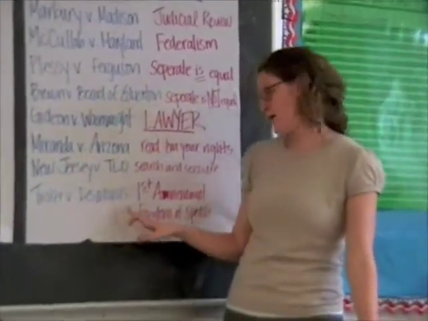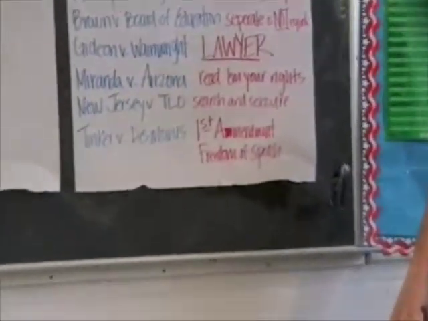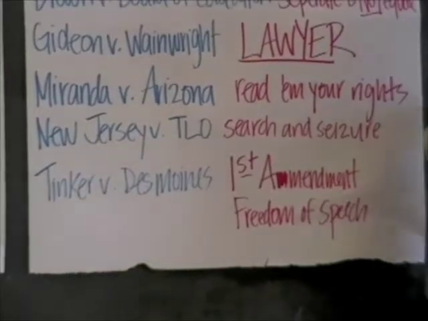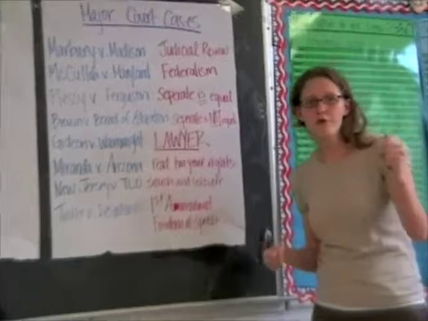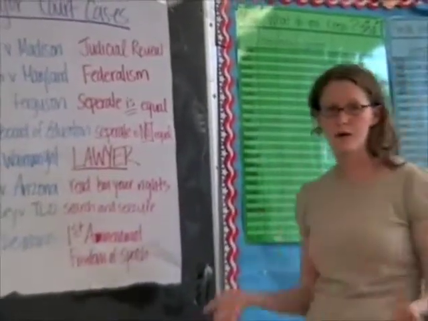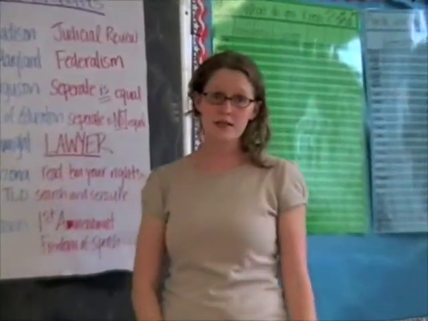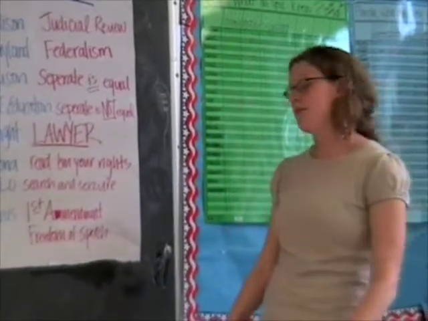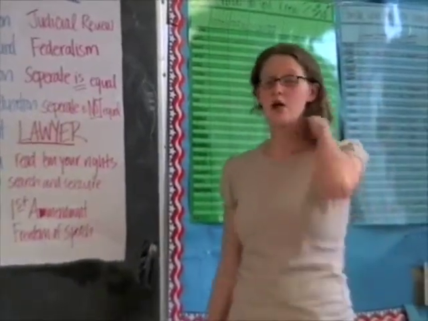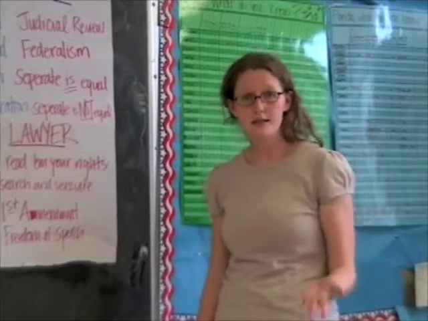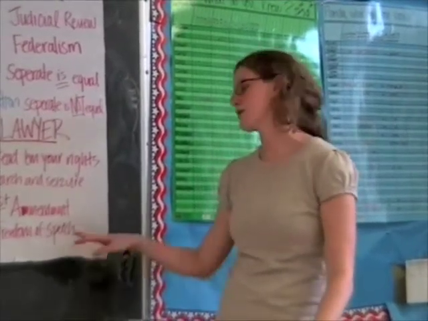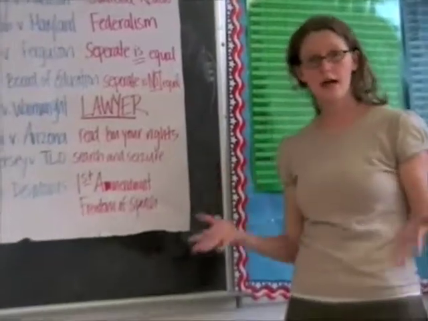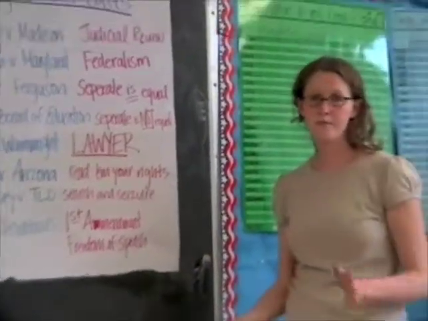Tinker versus Des Moines is about some students who were protesting the Vietnam War. They wore these black armbands to show that they were against it. And the school thought, since it was a time when there were some people who were for the war and some people who were against the war, that this was going to cause a riot. So they suspended the students. However, it was found that since the students were protesting peacefully and not causing a disturbance, this was actually a form of protected free speech, because the First Amendment of the Constitution guarantees the right to freedom of speech.